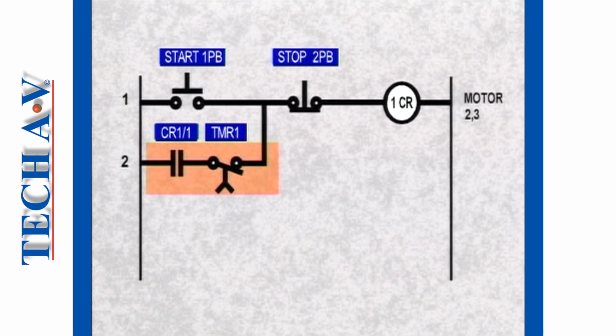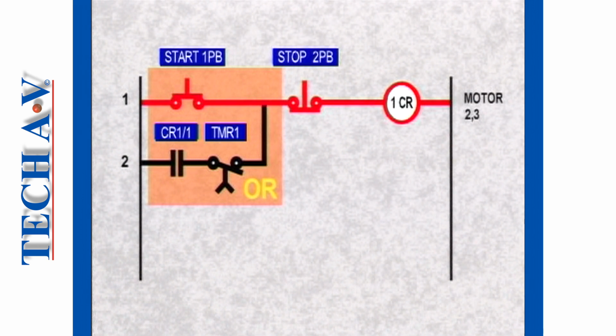Rung 2 contains the retain circuit for the motor control relay and consists of contact CR1/1 wired in series with the switching contacts 1TMR of the timer relay. Now both these contacts on rung 2 are connected in parallel with the start switch on rung 1, so that the motor control relay coil will be energized by either the start switch 1PB or by way of the retain circuit on rung 2.